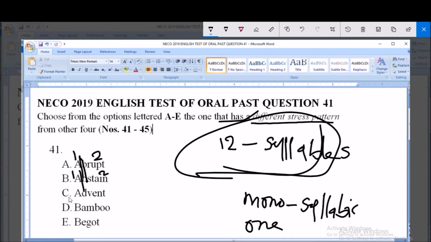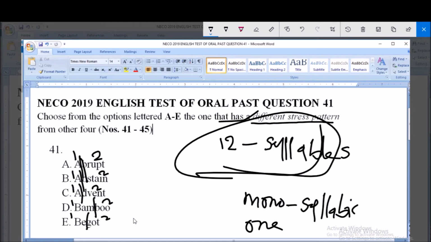The option C, advent, the A is represented by a short sound, one syllable, and this is the second syllable. The option D, bamboo, this is the first syllable, and this is the second syllable. Begot, we have two syllables here too, one syllable, and this is the second syllable. So they are all bisyllabic words.